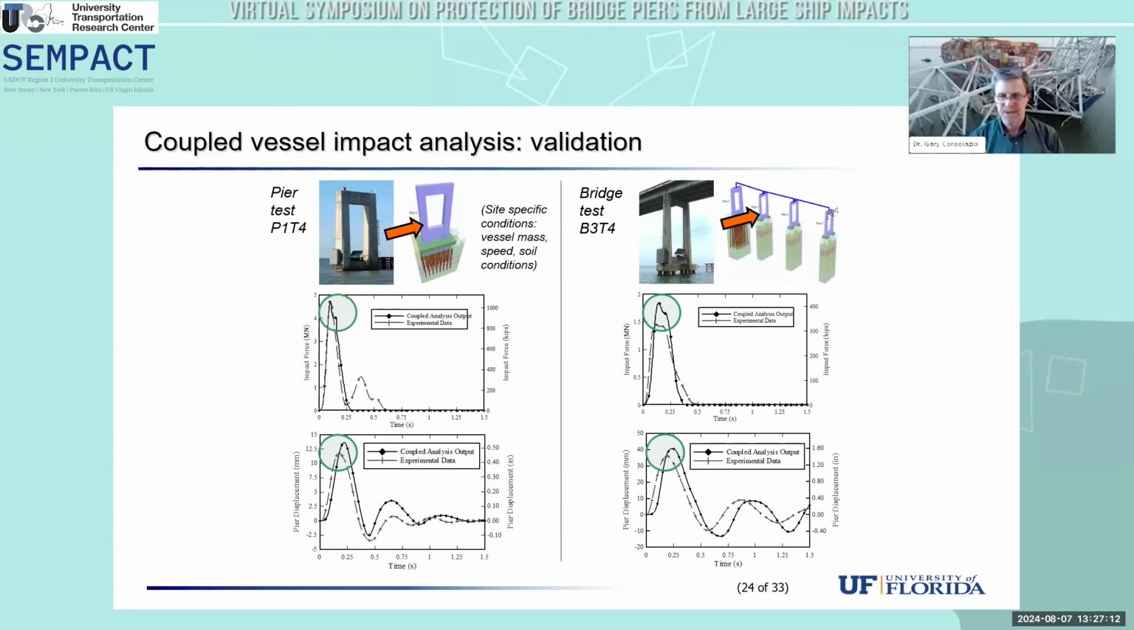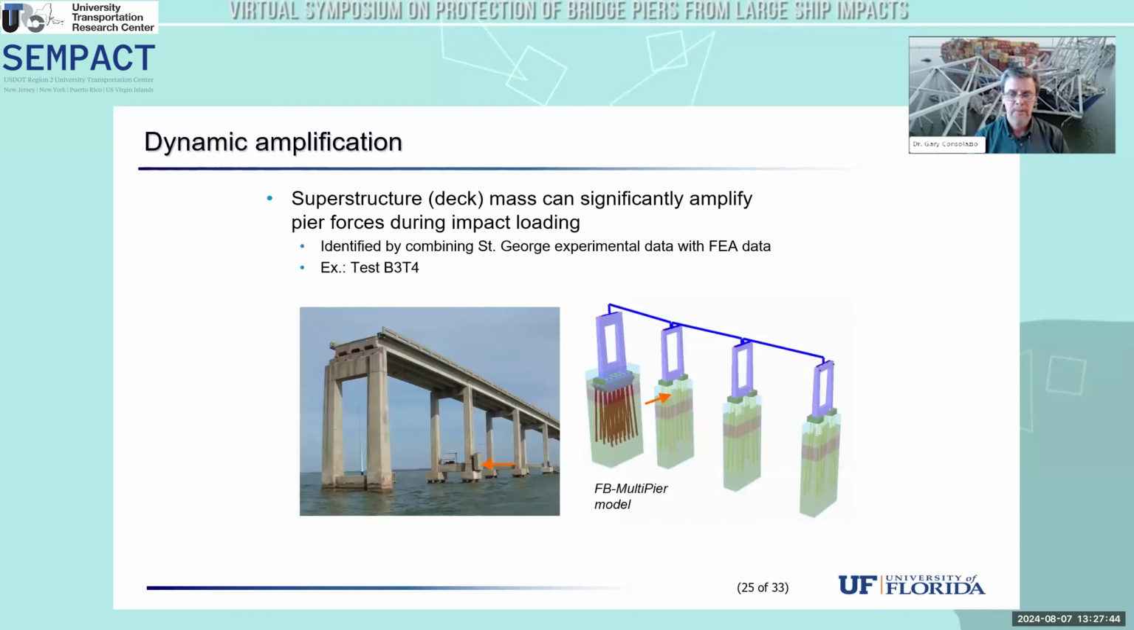The question, of course, is, does it work, right? Do we trust it? How well does it compare to physical test data? And so we applied this to some of the conditions from the St. George Island testing, and that's what I'm showing here. So the upper plots are both force time histories for the case where we tested a pier by itself, and then later a pier connected to other piers through the superstructure. And we see reasonable agreement in terms of forces, but even more important is the response of the pier to those loads, all right? And so that's shown in the bottom plot. So very good agreement there.